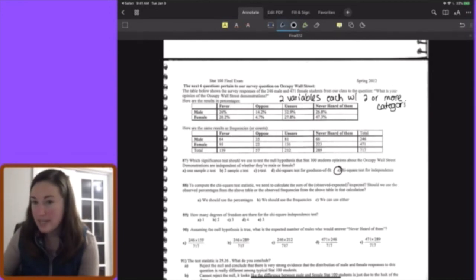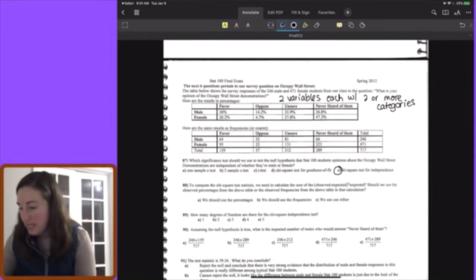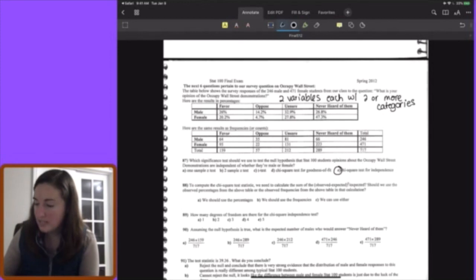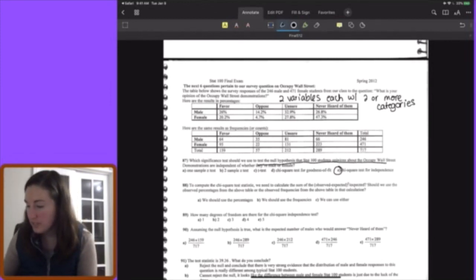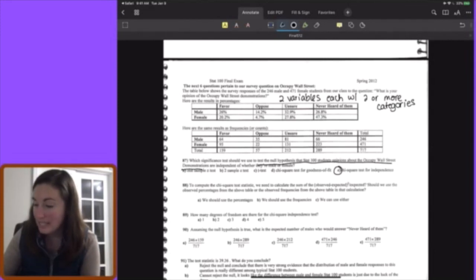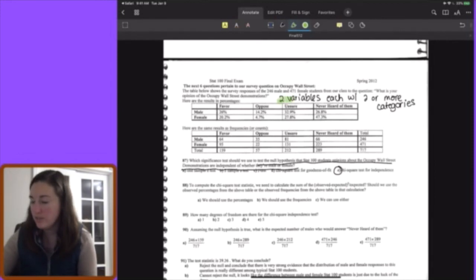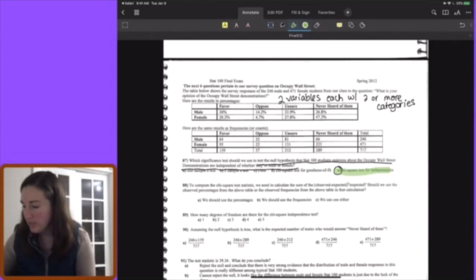And if I keep reading, it says, which significance test will be used to test the null hypothesis that the Stat 100 students' opinions are independent of whether they're male or female? So that's my other clue that I'm going to do the chi-square test for independence. Number 4.